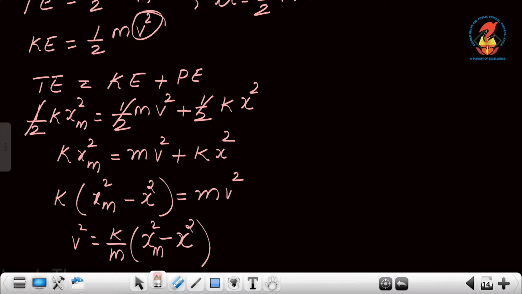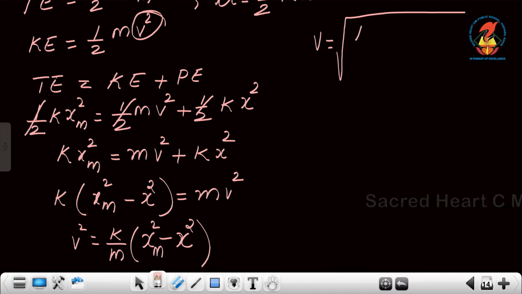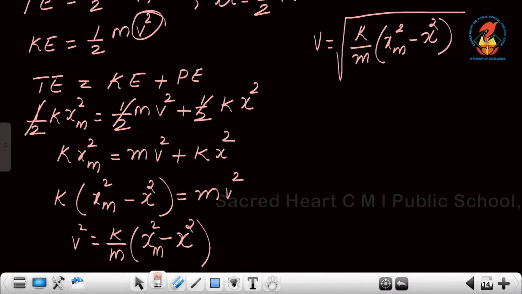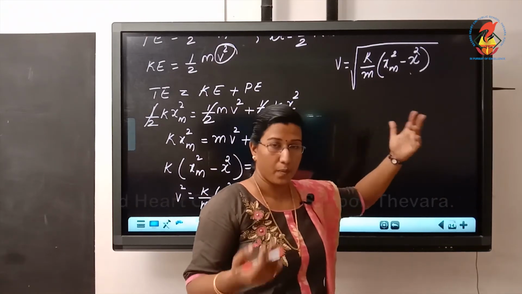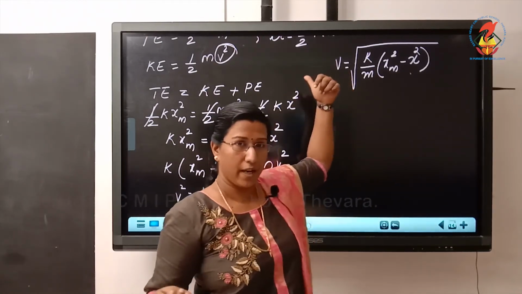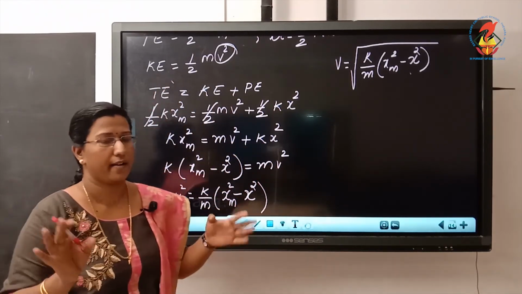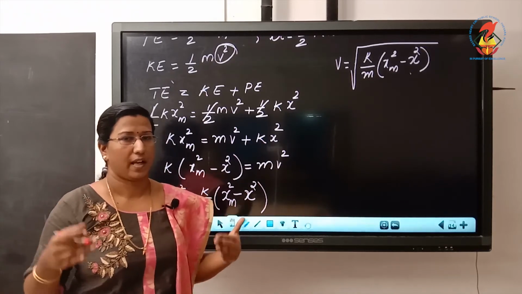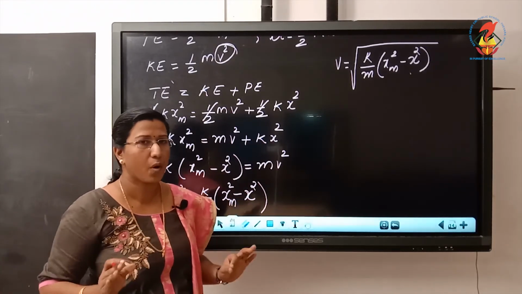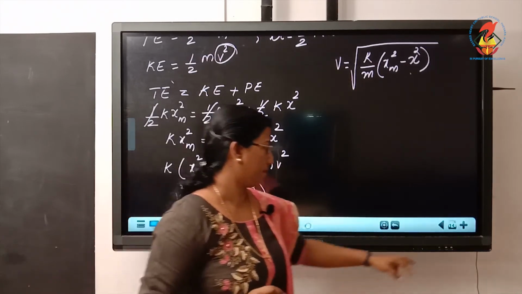So I got the value of v square is equal to k by m into xm square minus x square. Or velocity v at any instant between the intermediate point is root of k by m into xm square minus x square. So on substituting the value of x at any point, 1, 1.5 etc., we will get the velocity, and at the same instant you can find the kinetic energy and potential energy, and definitely you will be getting the value equal to half k x square itself, which means total energy at any point of the spring is the same.